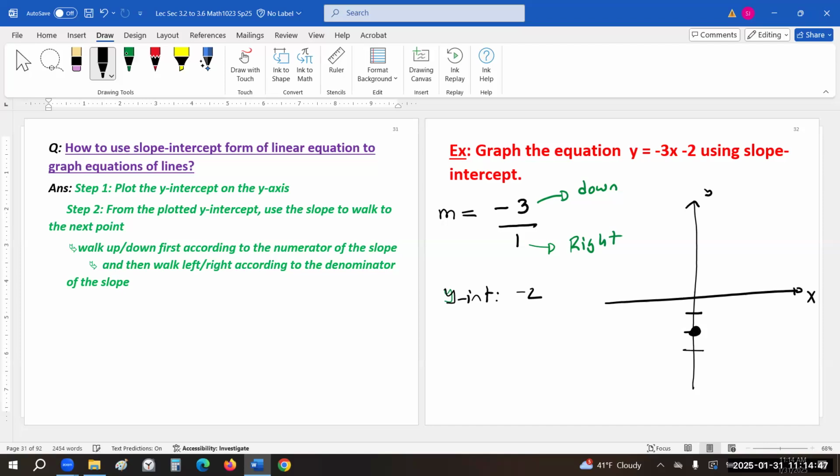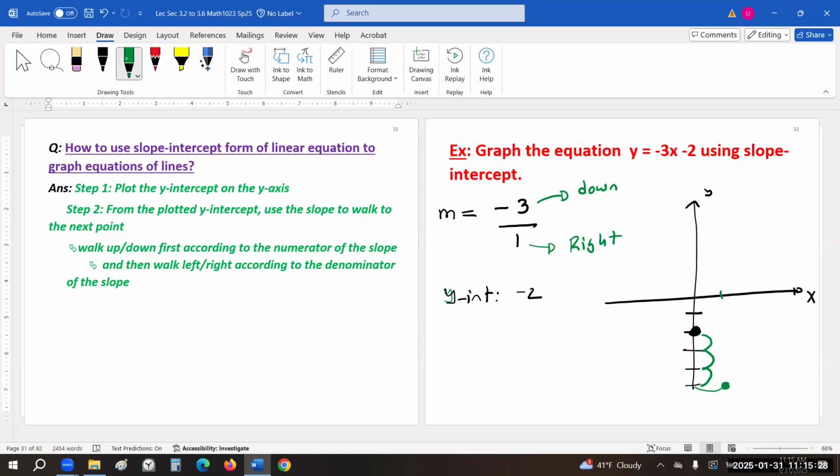So down 1, down 2, down 3. We want down 3 whole units and then 1 to the right. So from here, 1 to the right, it's somewhere here. We have our 2 points, so we can connect and draw the line. Or if you want, you can go 3 more down, 1 more right to get another point. You can keep walking your slope as many times as you want. Usually when you have 2 points, we are fine.